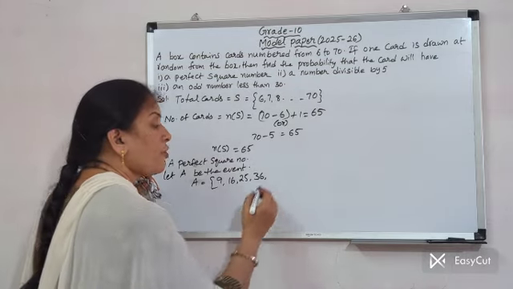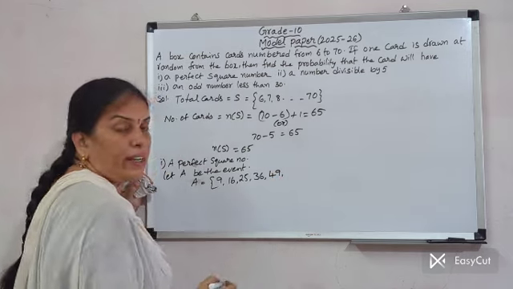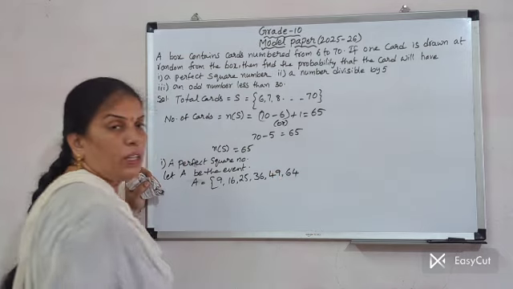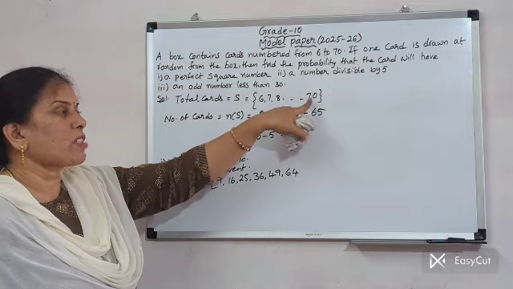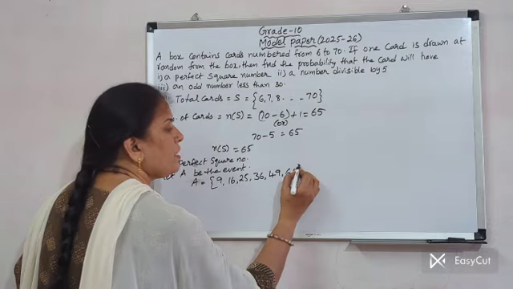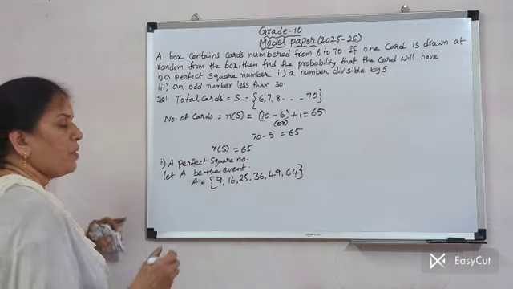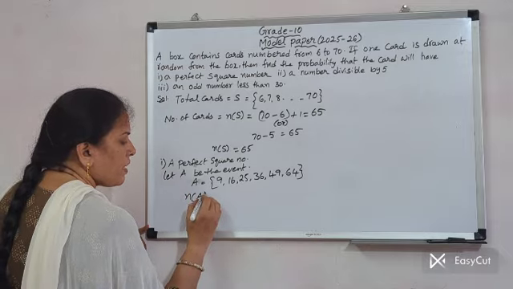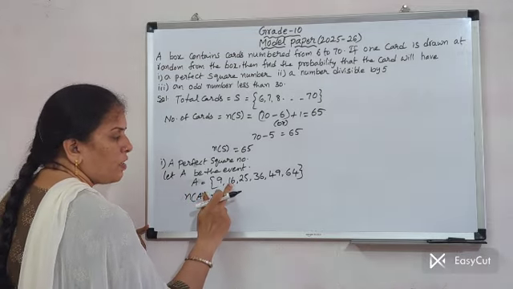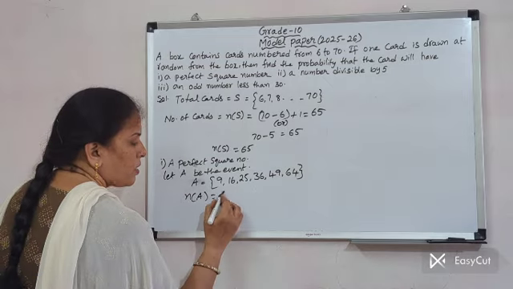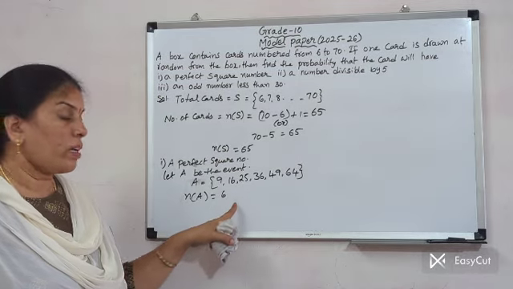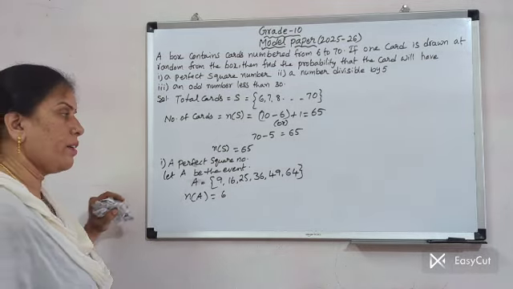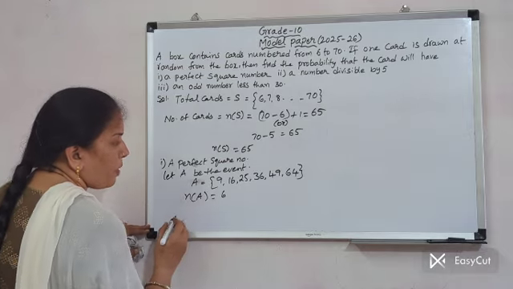After 36, 7, 7 is 49. 8, 8 is 64. 9, 9 is 81, and 81 we should not take. Why? Because up to 70 only we must write. So these are the perfect square numbers. So n of A is equal to, how many are there? 1, 2, 3, 4, 5, 6.